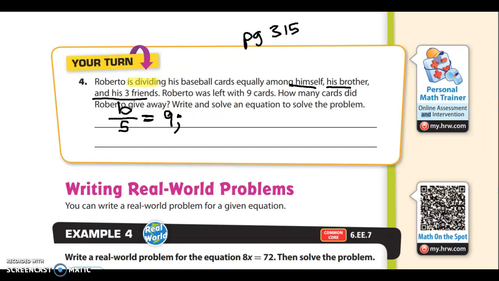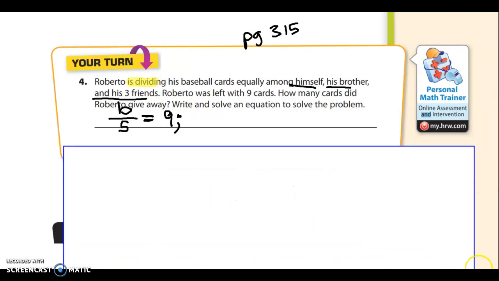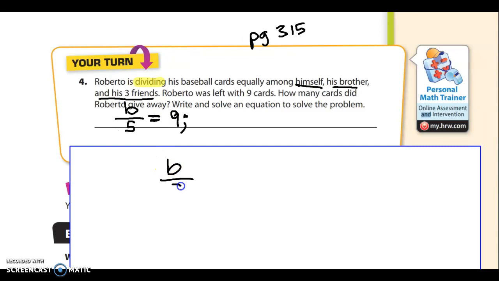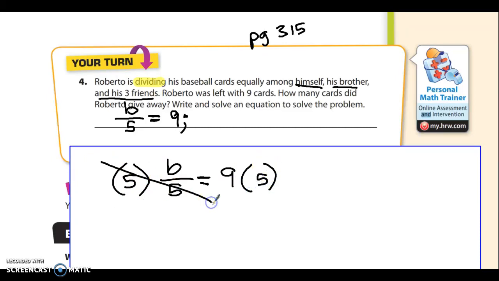And do you remember how to solve this equation? Well, we do the opposite of division. The opposite of divide by 5 is to multiply by 5. So I'm going to multiply each side of the equation by 5. And this should make perfect sense. This part right here is tricky. But I do 9 times 5 and I get 45.